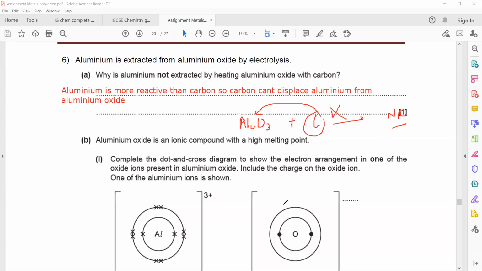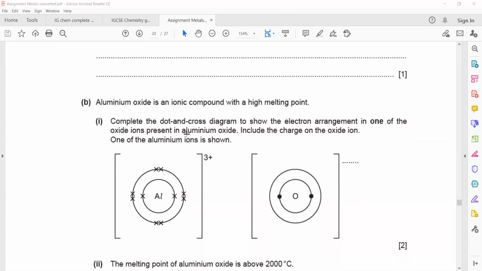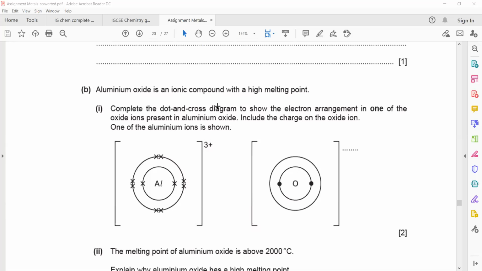The next one: aluminium oxide is an ionic compound which has a high melting point. Complete the dot and cross diagram to show the electron arrangement in one oxide ion.